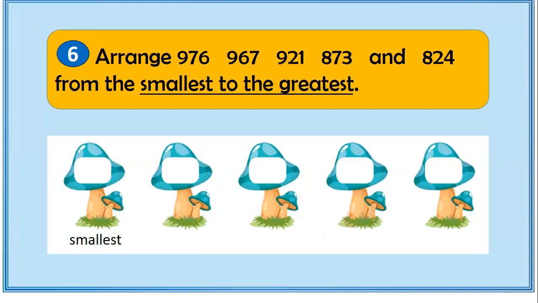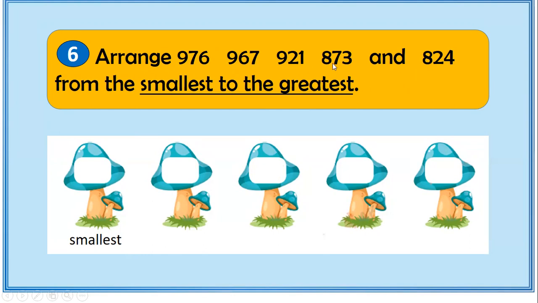All right. Next, example number 6. Arrange 976, 967, 921, 873, and 824 from the smallest to the greatest. So this time we need to start from the smallest number. So let us now compare the digits in the hundreds place. So we have here 9, 9, 9, 8, and 8.